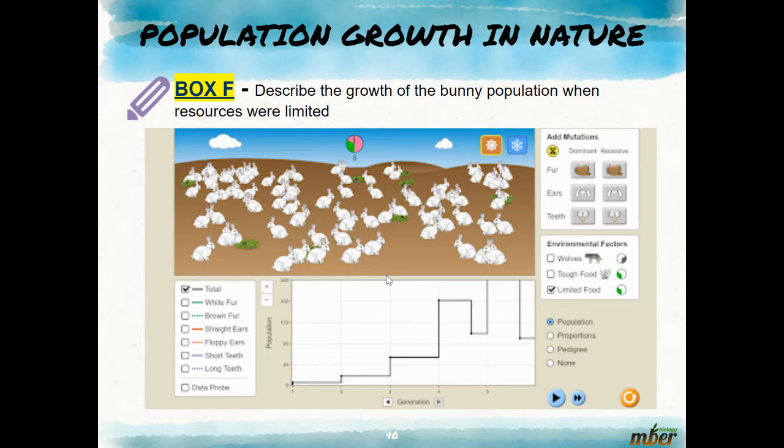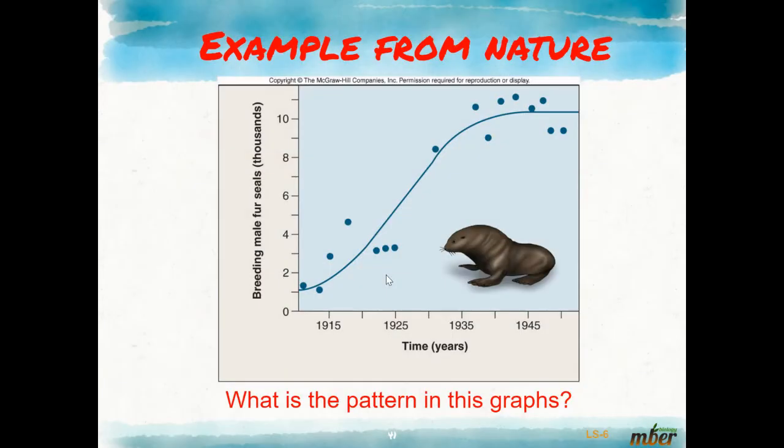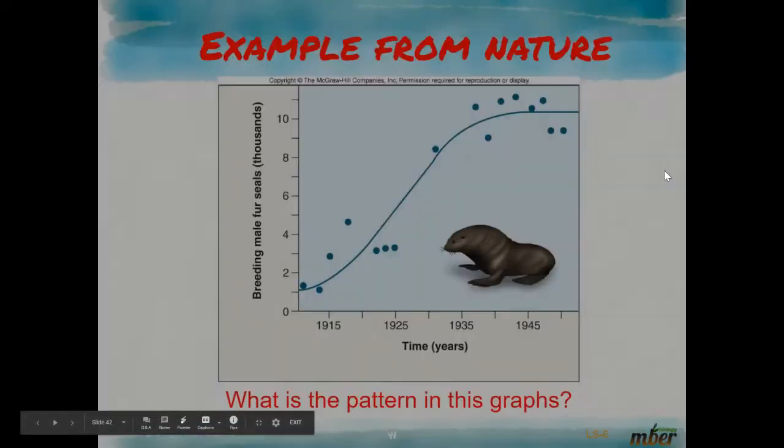Box F, describe the growth of the bunny population when resources were limited. So when the food is limited, take a second, write down what you think. So here's an example from nature. This is the breeding male fur seals in the thousands. Over the years, we see the population increasing, but at a certain point, it levels off. So what is the pattern in this graph?